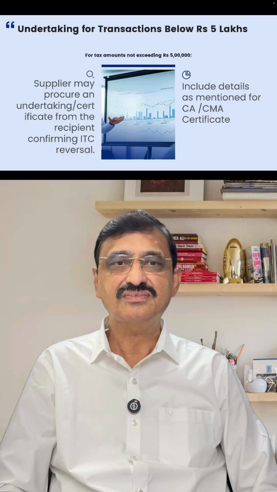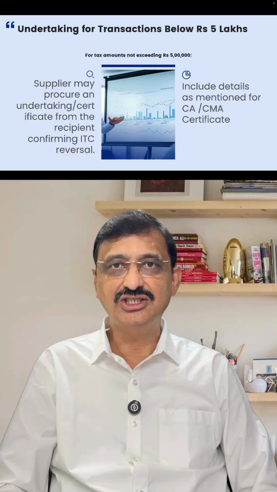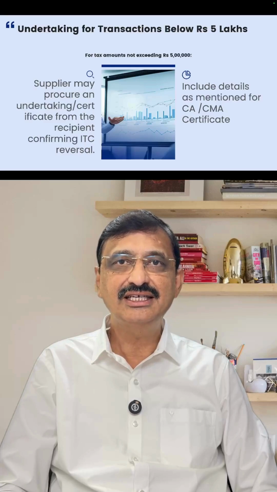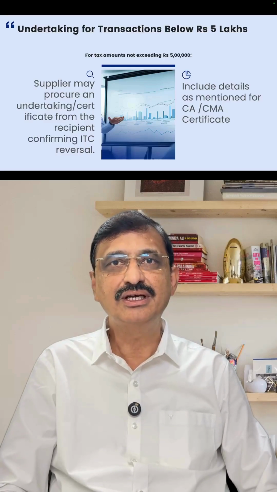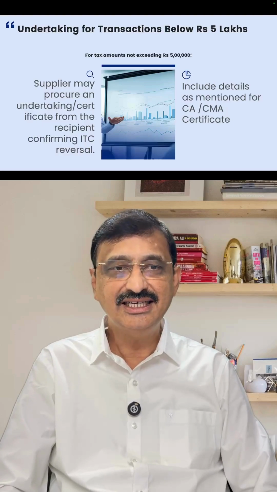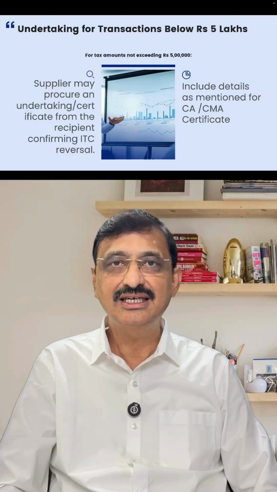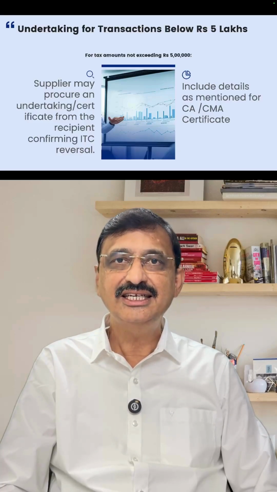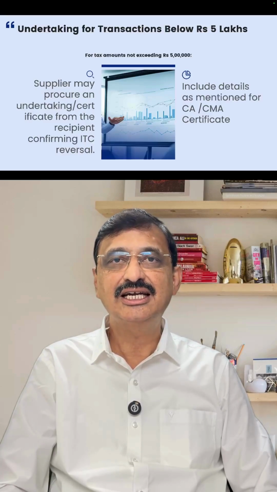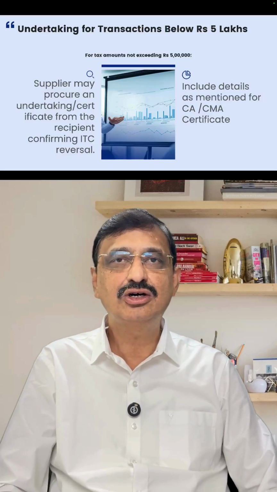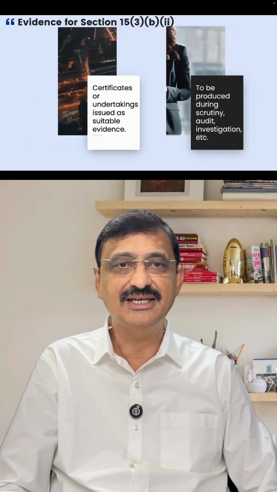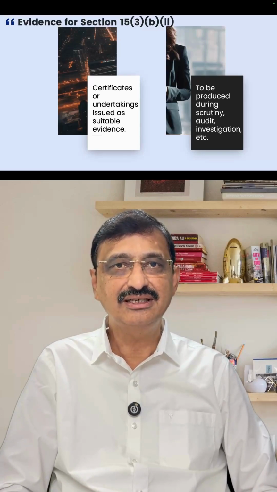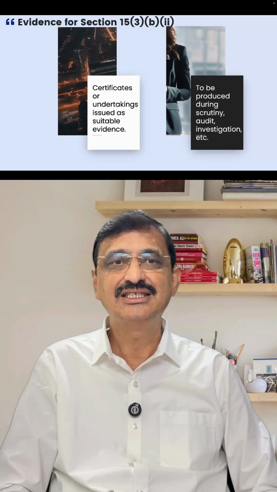But if the amount of discount does not exceed 5 lakhs in a year, then instead of getting a CA or a CMA certificate, the supplier can obtain an undertaking from the recipient that he has reversed the proportionate input tax credit, and the details to be mentioned in the undertaking are the same as what the CA or CMA would mention in his certificate.